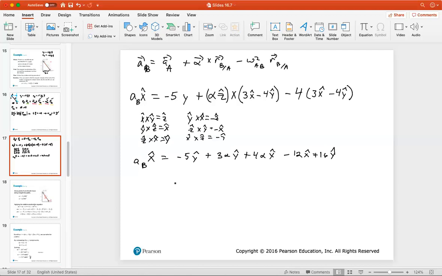Okay, now I just regroup and find coefficients. So I write x hat, and what has an x hat in it? Oh, there's a 4 alpha and a minus 12. And then I have a y hat multiplying. There's a negative 5 plus 3 alpha plus 16. All right, and I notice that there's no y component over here. So that tells me that the y component must be 0, and that tells me that alpha equals 11/3.